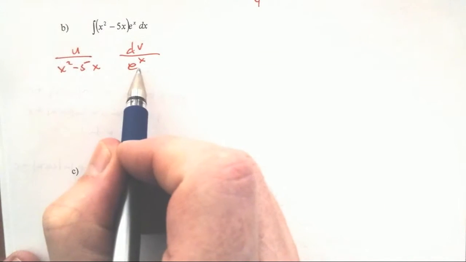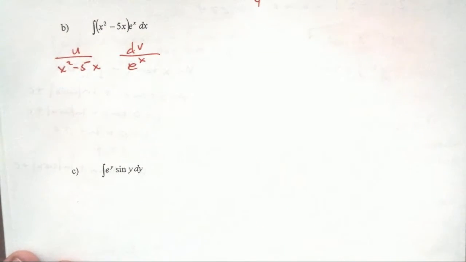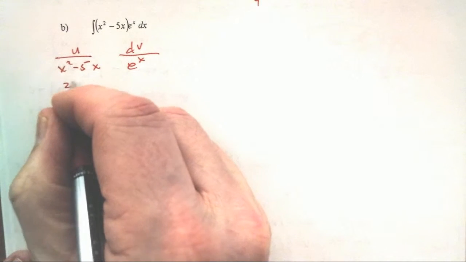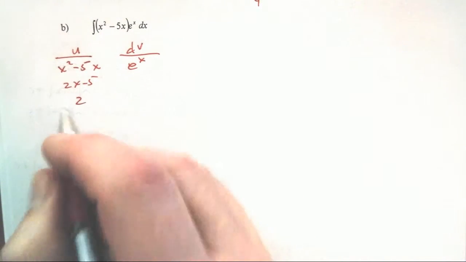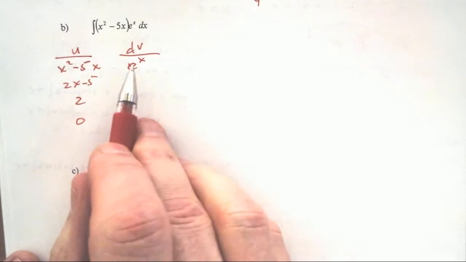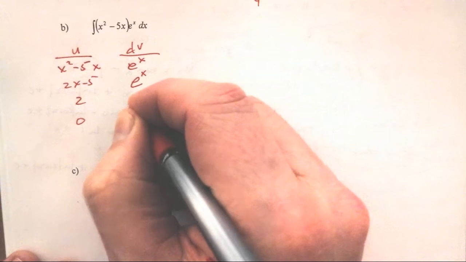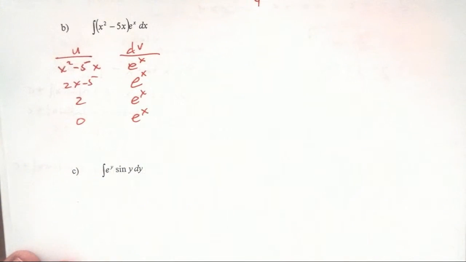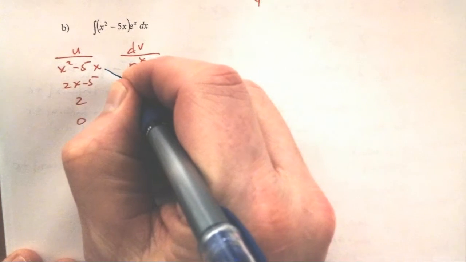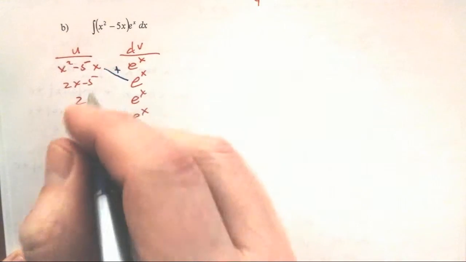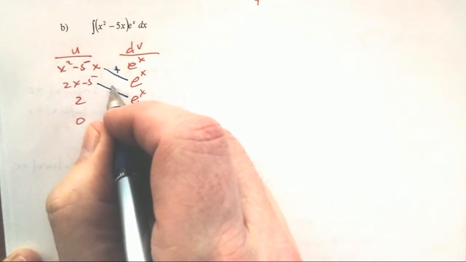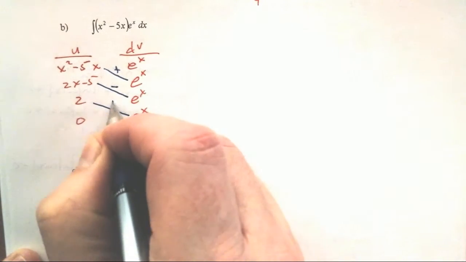So for tabular method, we start with those. We derivate this down to 0. First derivative 2x minus 5, second derivative 2, third derivative 0. And that tells us how many times we have to integrate e to the x. This does not get any better, because e to the x, of course, derivative is e to the x, integral e to the x is e to the x. And then we take this product right here, the positive version of that, and add it to the negative version of this, and add that to the positive version of this, for a final answer.